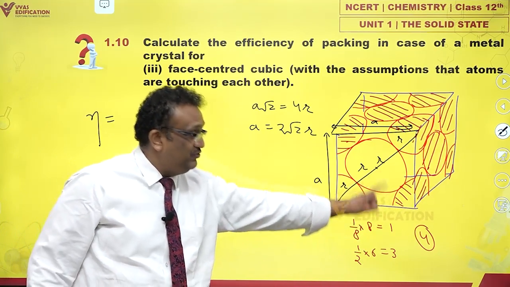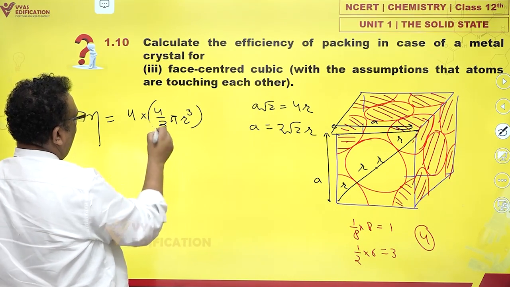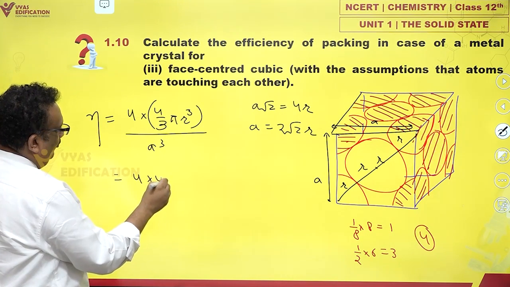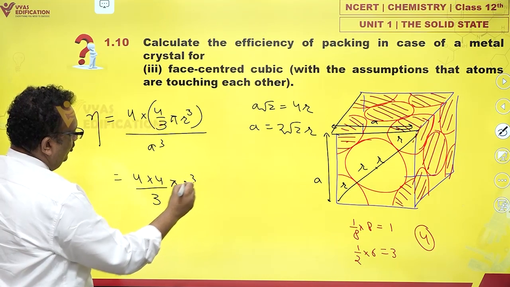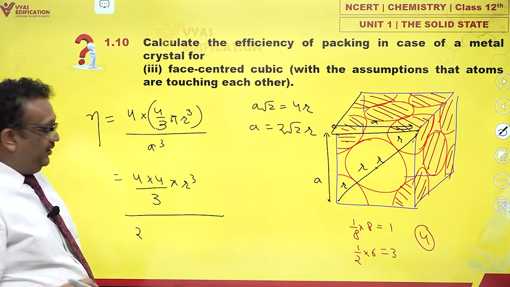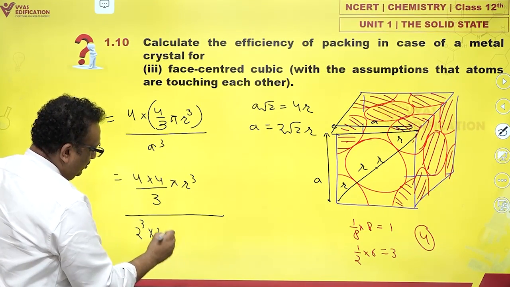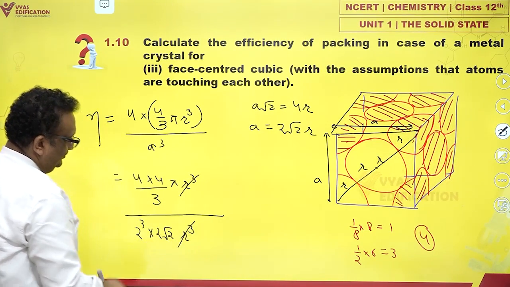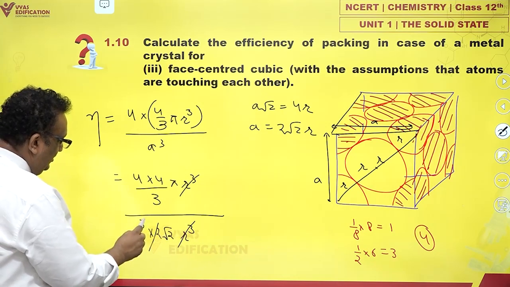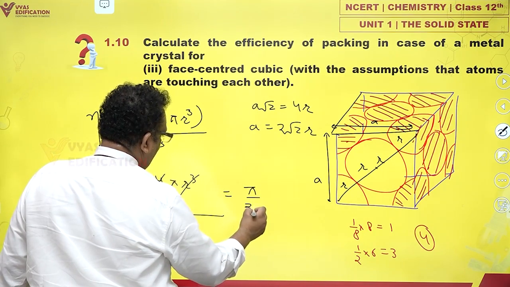Now, efficiency of packing. There are 4 spheres. So 4 into 4 by 3 pi r cube divided by A cube, which is 4 into 4 by 3 pi r cube divided by A is 2 root 2R, cubed. So 2 root 2 cubed: 2 cube is 8, and cube of root 2 gives you 2 root 2. 8 into 2, 16. 4 4s are 16. This is pi by 3 root 2.